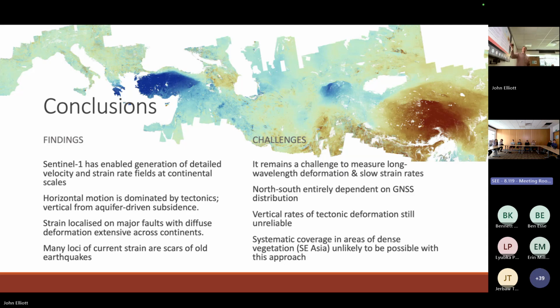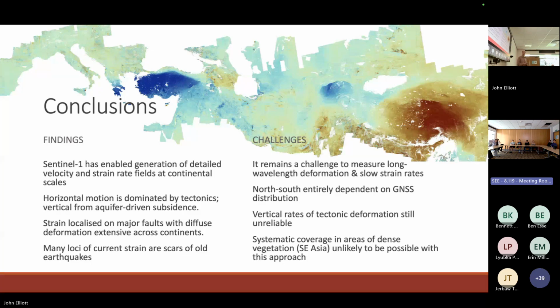So there's been a number of challenges to be able to do this. It's really hard to measure the long wavelength deformation. This referencing still isn't perfect at that. And to get to slow strain rates below 20 nanostrain or 10 in good coherent areas. The north-south has come entirely from the GNSS. So where we don't have GNSS, it's not going to be any good. Even if we've got some long wavelength constraint, it won't be any good. So in the center here, it's not very well constrained around Afghanistan.